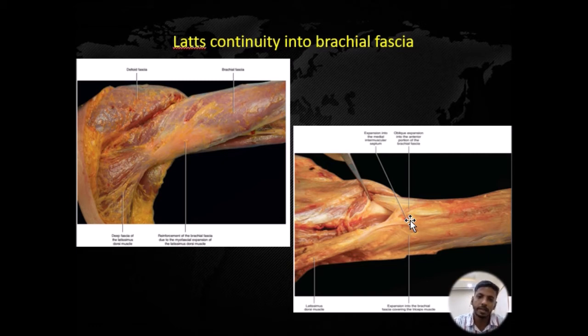Not only that, it also has attachment to the medial intermuscular septum, as the sternocostal pectoral fibers do. In a similar way, latissimus also has attachment to the medial intermuscular septum, whereas the clavicular fibers have attachment to the anterior part of the brachial fascia, and the latissimus dorsi has attachment to the posterior part of the brachial fascia. This forms a myofascial continuum of the upper quarter region, linking the trunk with the upper limb.